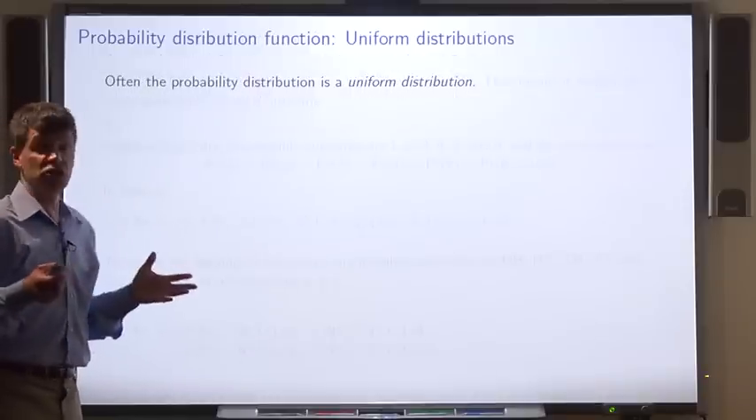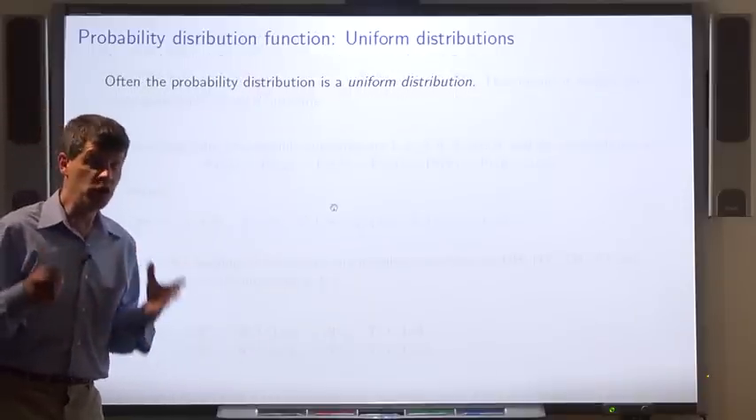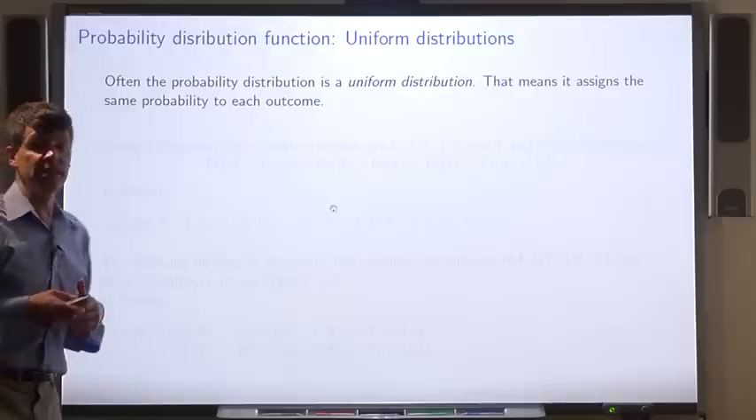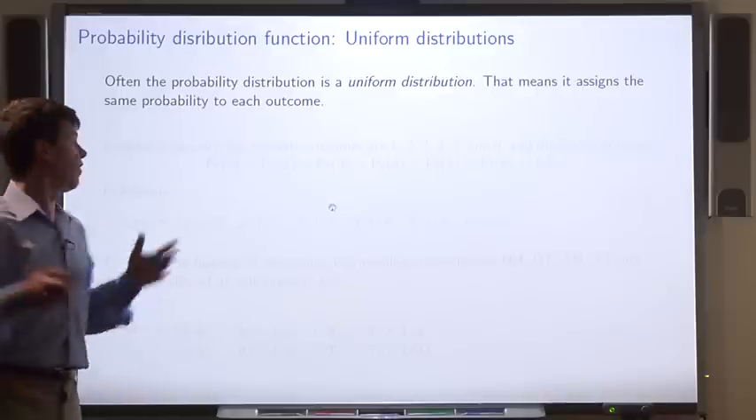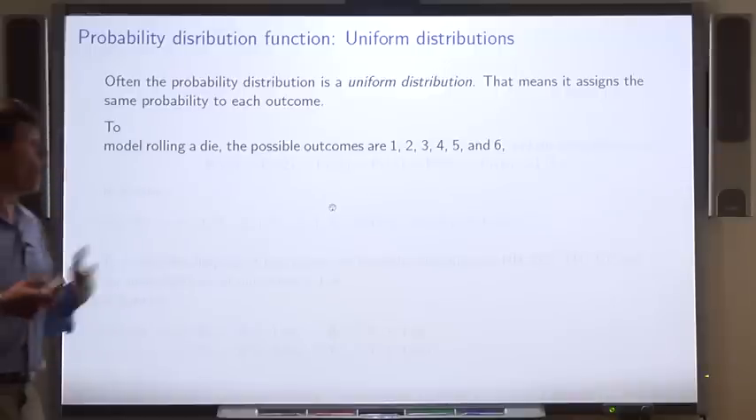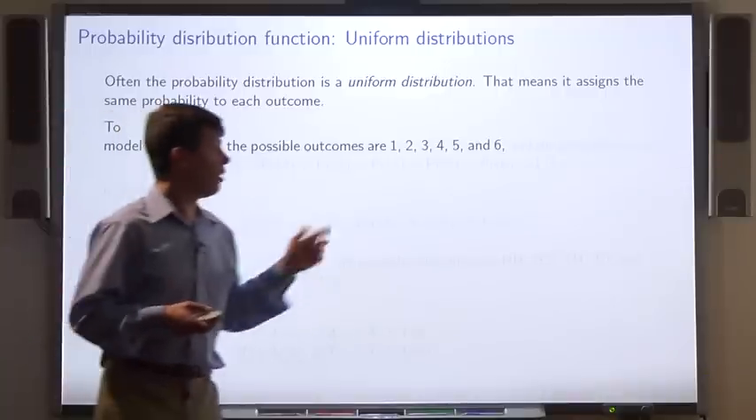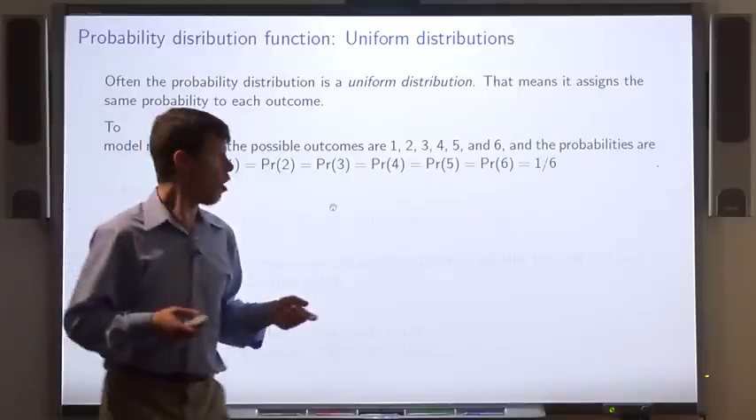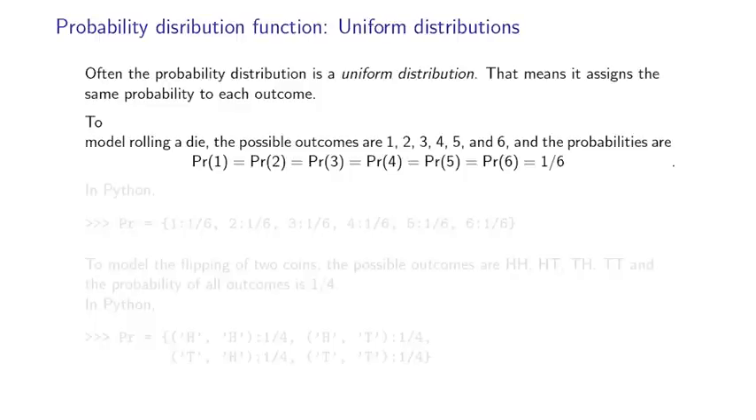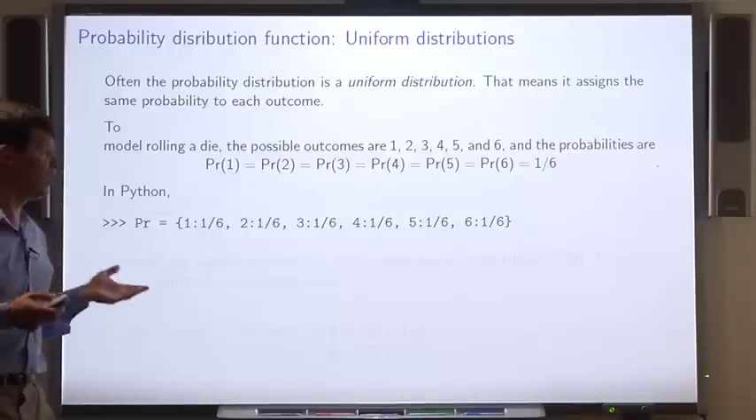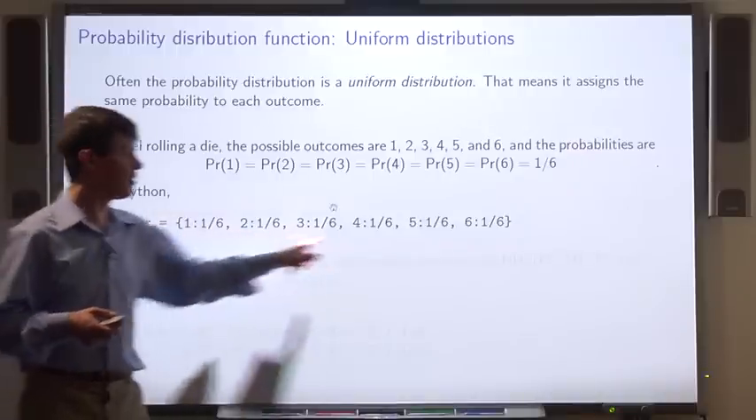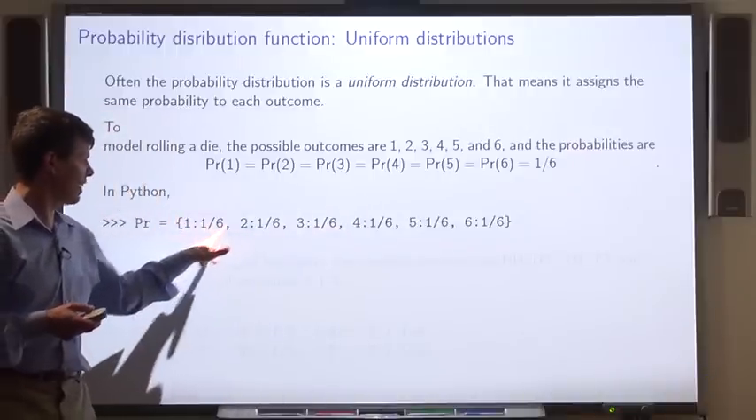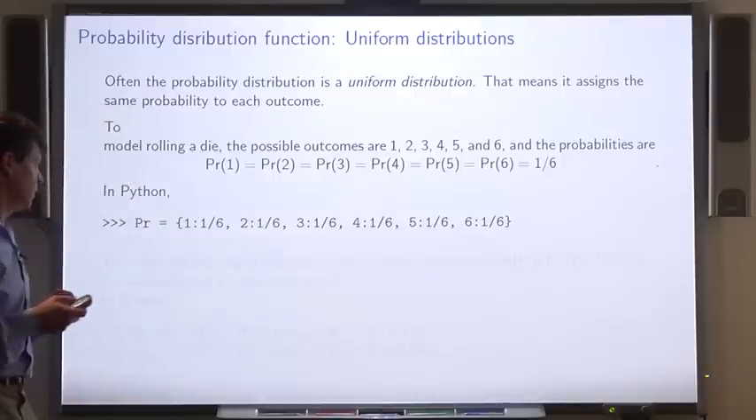Often, the probability distribution is what's called a uniform distribution, which simply means that it assigns the same probability to all the outcomes. So, for example, rolling a die, the possible outcomes are 1 through 6, and the probabilities are all the same. They all have to be 1/6, because remember, probabilities have to sum to 1. In Python, you'd represent this function by this dictionary. Maps 1 to 1/6, 2 to 1/6, and so on.